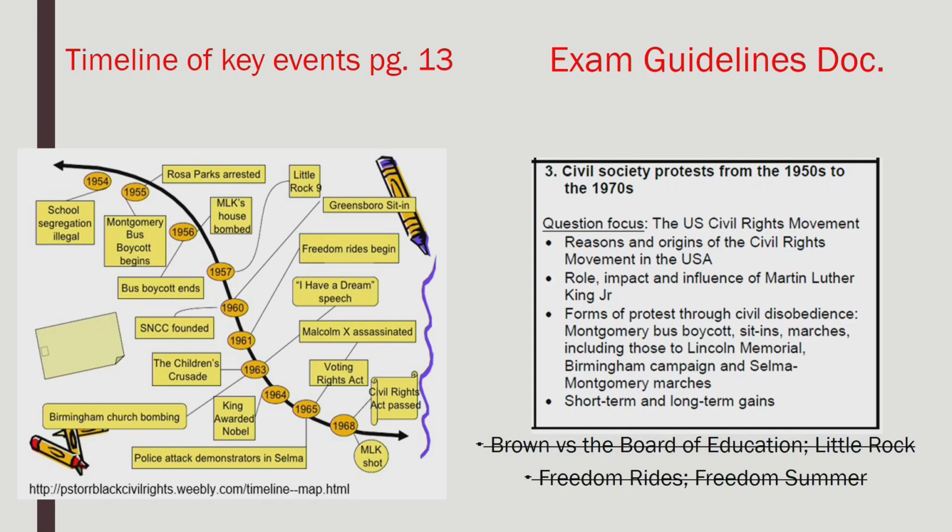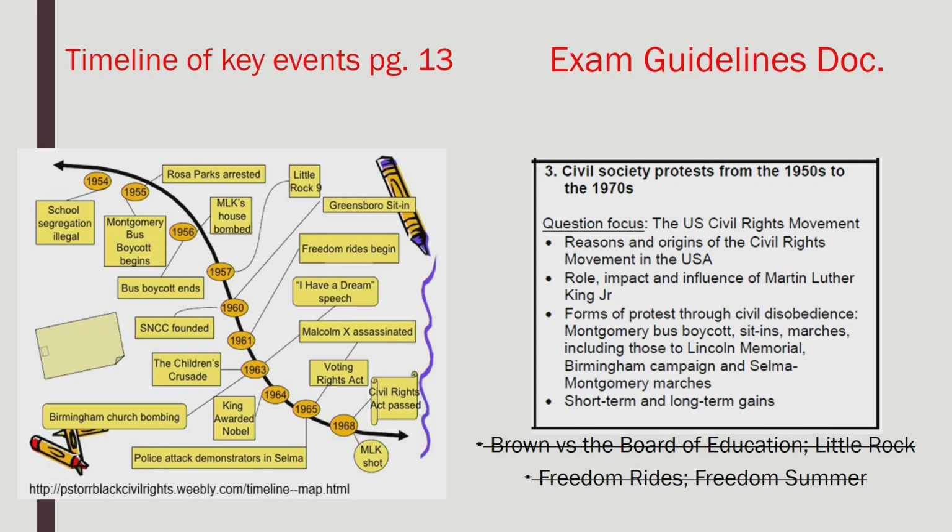And here you can see that they tell us that when we talk about the marches, we must include detail around the marches of Lincoln Memorial, that would relate to Martin Luther King's I Have a Dream speech. We need to speak about the Birmingham campaign, which is going to also link to the Children's Crusade, and we need to speak about the Selma Montgomery March, which relates to the Voters' March that I spoke about earlier on.